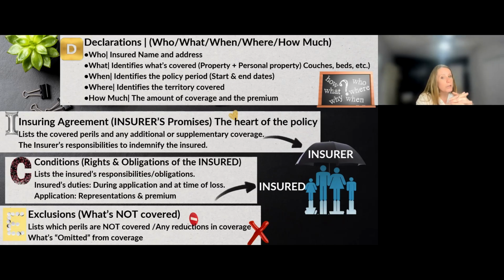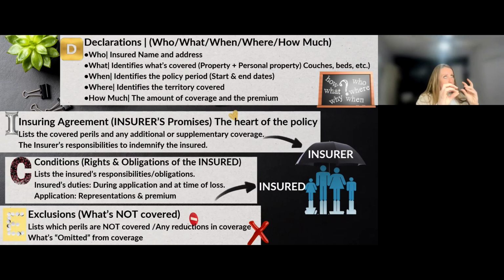So moving on to insuring agreement, that is the heart of the policy. That's anything that the insurance company, or the insurer, promises to do, hence being called the insuring agreement. That's going to include the fact that the insurance company has to indemnify the insured. So that's the insurer's responsibilities to indemnify the insured, but also that's going to list out the covered perils and any additional or supplemental coverage.